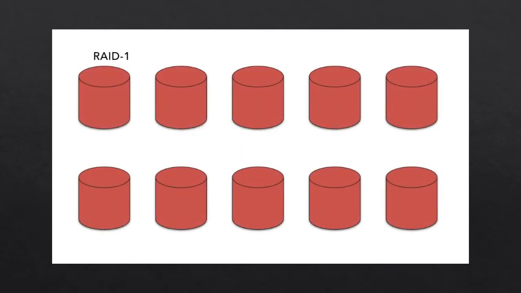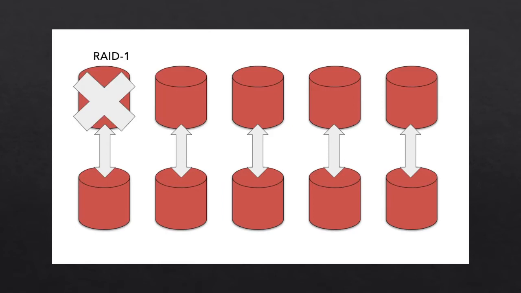RAID 1 is the simplest way to secure data, and it does this by mirroring disks. Most servers use RAID 1 to mirror two boot drives and thus protect the operating system. But then how does RAID 1 survive disk failures? Well, RAID 1 can survive a single disk failure, and it can even survive multiple disk failures, but it cannot survive the failure of two mirrored disks.